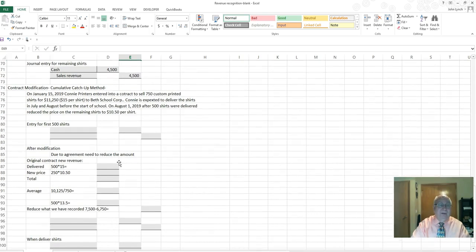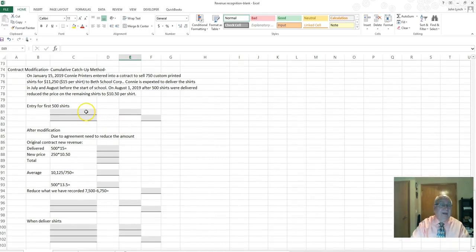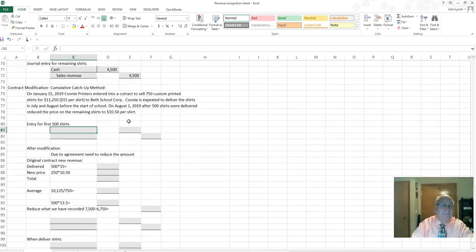The other method we have is the catch-up method. On this one, we do the same thing. They ordered 750 shirts at $15 a shirt to Beth School again, and delivered the same times, July and August. This time they added, after 500 shirts were delivered, we're going to reduce the price of the remaining shirts to $10.50. So we didn't order additional shirts on this one. Both parties agreed to reduce the price of the shirts to $10.50.